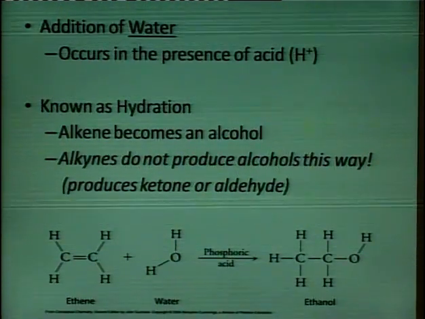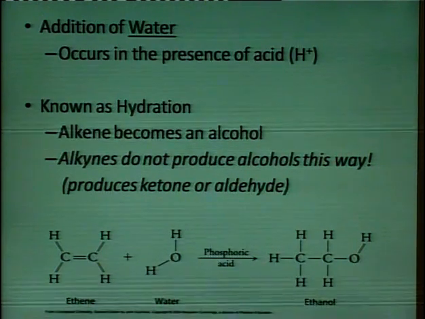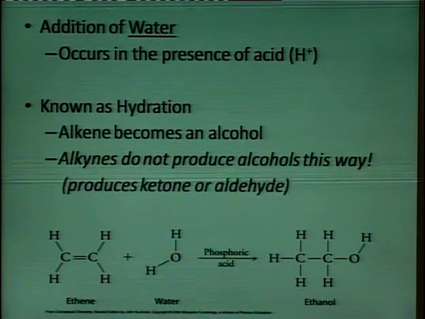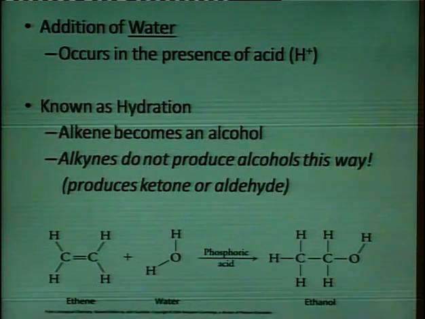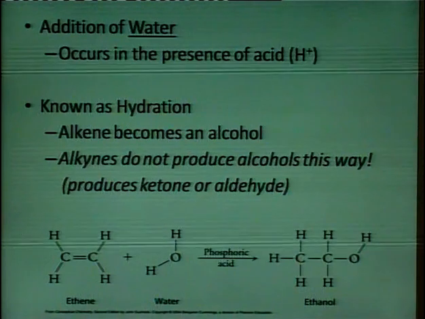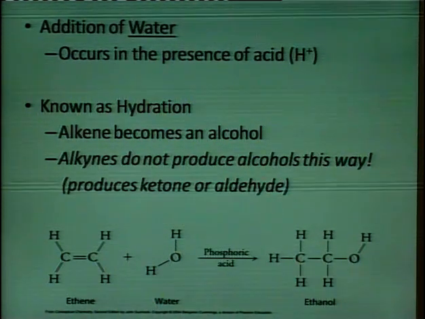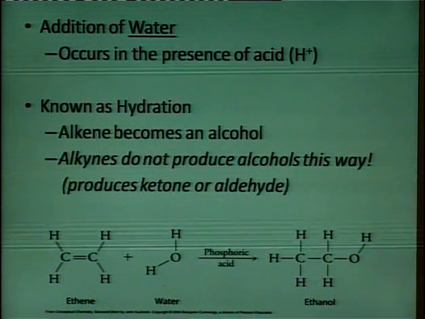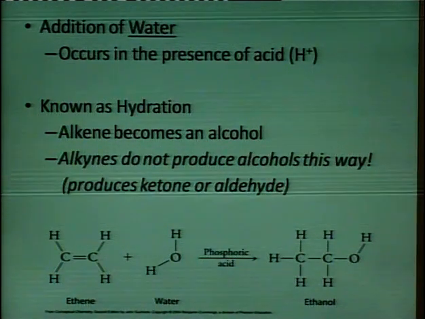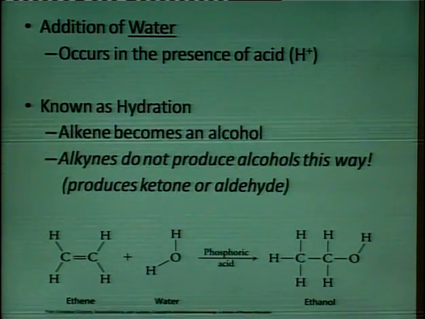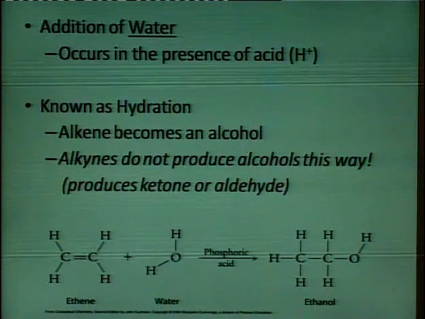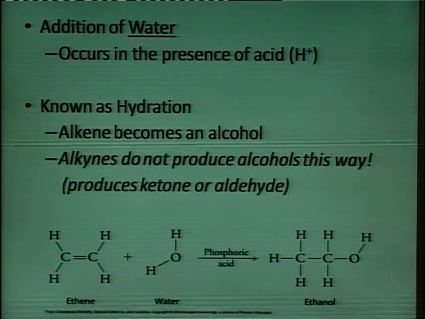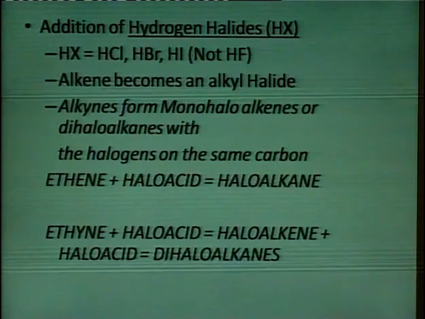So, when water is added across the double bond, then alcohols are formed. So, an alkene becomes an alcohol, and when an alkyne reacts with water, it produces aldehydes. This reaction occurs in the presence of phosphoric acid, and ethene reacts with the water molecule. In the presence of phosphoric acid, ethanol is formed. So, this is also an example of the addition of water to compounds having a double or triple bond.